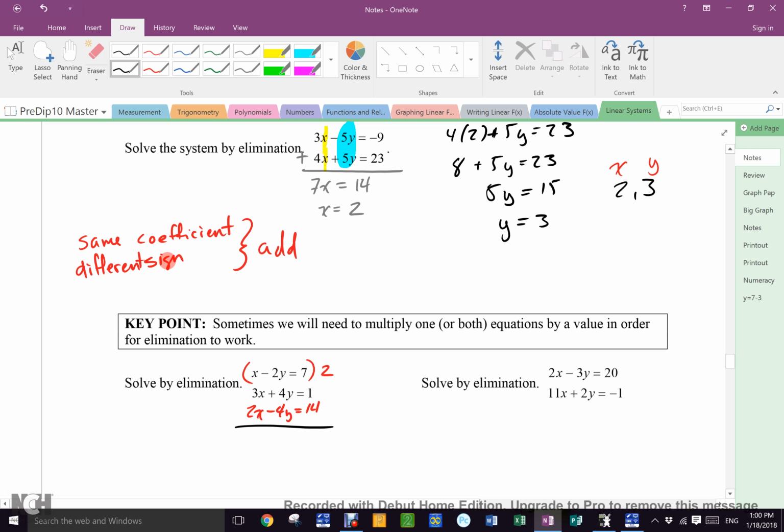So, let's make this happen. Since they're the same coefficient with a different sign, what do we do? Add. What's 3 plus 2? 5. Equals? 15. What does x equal? 3. Where does that 3 now go? You have to substitute for the x, anywhere I see an x. Can I put 3 there? Sure I can. 3 minus 2y equals 7. Negative 2y equals 4. Y equals negative 2. What's my ordered pair? 3, negative 2. Am I doing this right? Check!